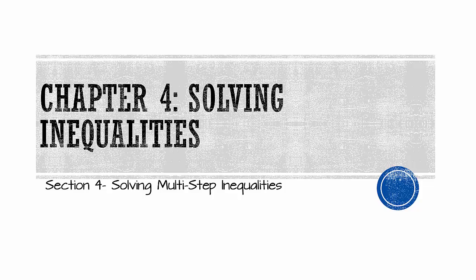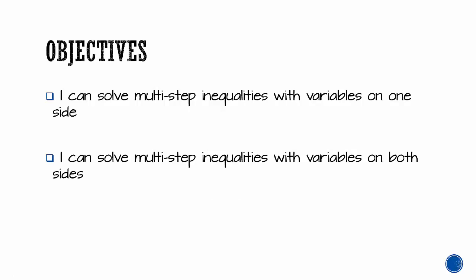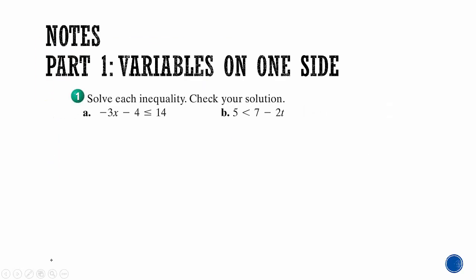Chapter 4, Section 4 is still about solving inequalities, but this time there's going to be more than one step. So by the end of this lesson, you should be able to solve multi-step inequalities with variables on one side, and then you should be able to solve multi-step inequalities with variables on both sides. So let's start with variables on one side.